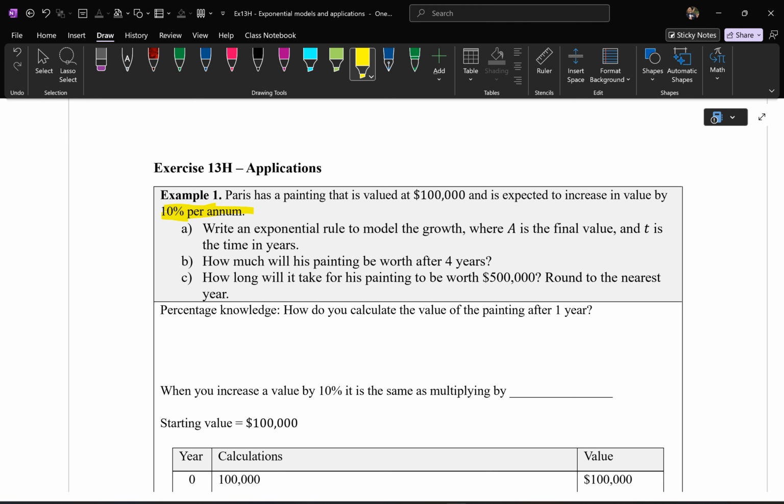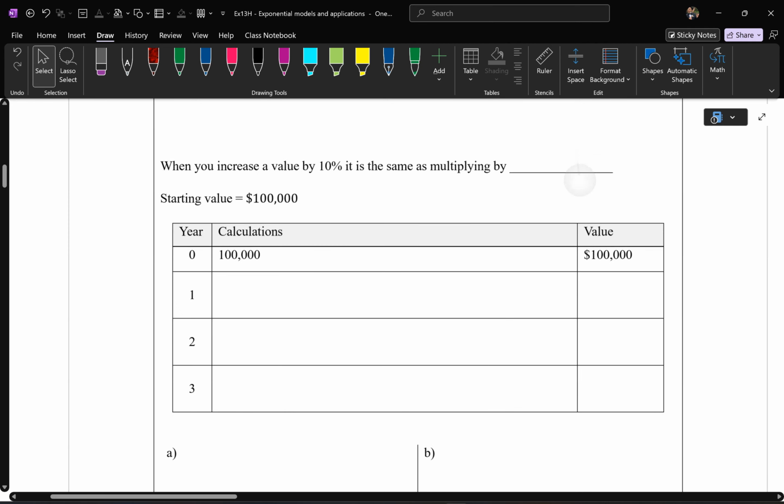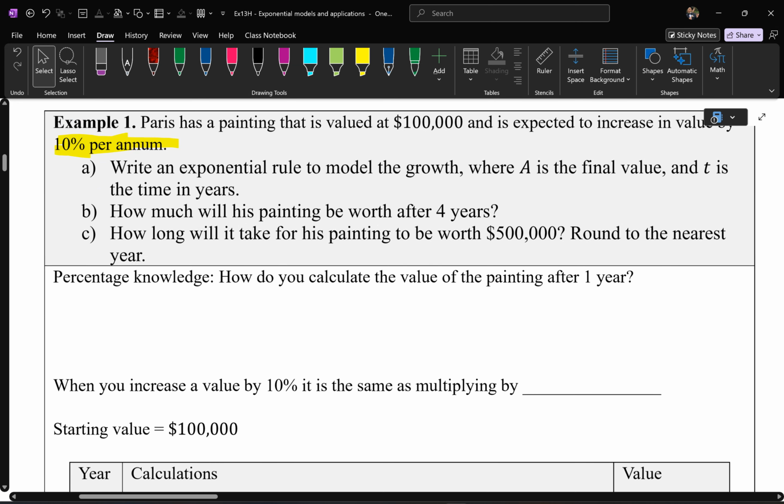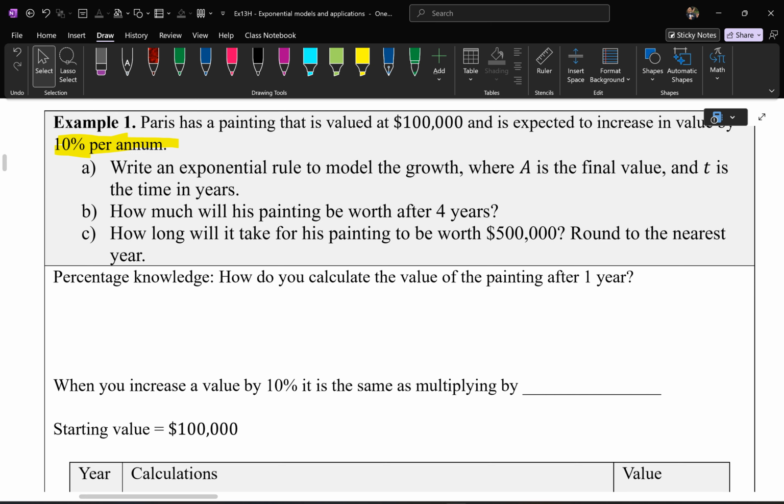Now, before we get into the modeling of it, which is this whole first bit to help you model it, let's recap on our knowledge of percentages. How do you calculate the value of the painting after 1 year? So if I asked you right now, you knew Paris invested $100,000, so 100K. And we want to know that if it increases 10% per year, so every year increases by an extra 10%, after 1 year, so if T equals 1 year, how much is it worth? And how do you calculate that now? How do we do that?